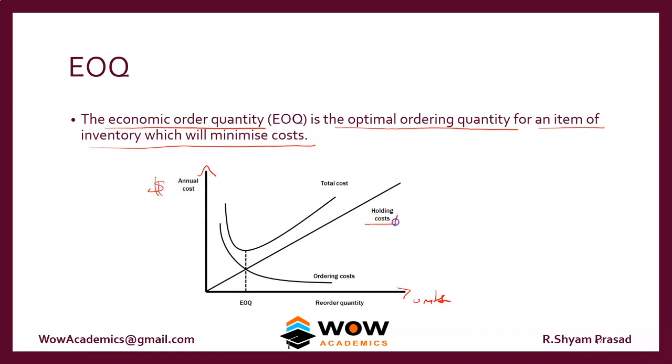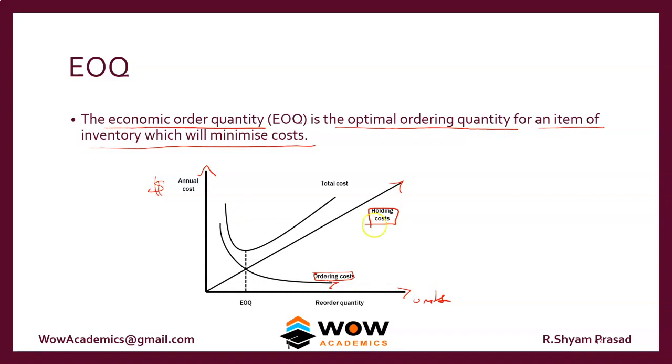We'll start with the holding cost. Holding cost is storage cost. So the more units you store, the higher the storage cost. The ordering cost is, if you order a large number of units, the ordering cost will fall. If you order fewer units, the ordering cost will be high. So the ordering cost keeps falling the more units you order.